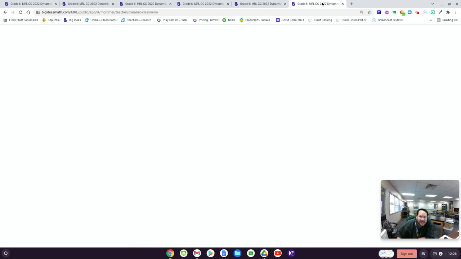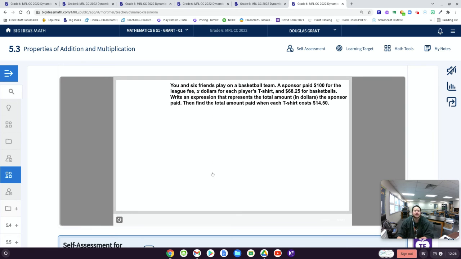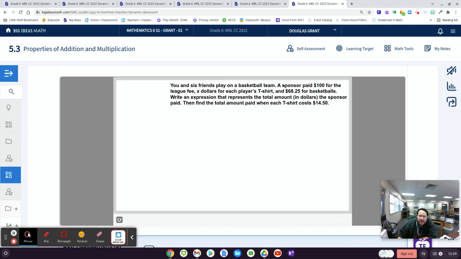All right, and the last thing is to go over some real-life problems. So you and 6 friends play on a basketball team. A sponsor paid $100 for the league fee, X dollars for each player's shirt, and $68.25 for basketballs. Write an expression that represents the total amount the sponsor paid. Then find the total amount paid when each t-shirt costs $14.50. That's a whole lot. I'll let you read it over and digest it.